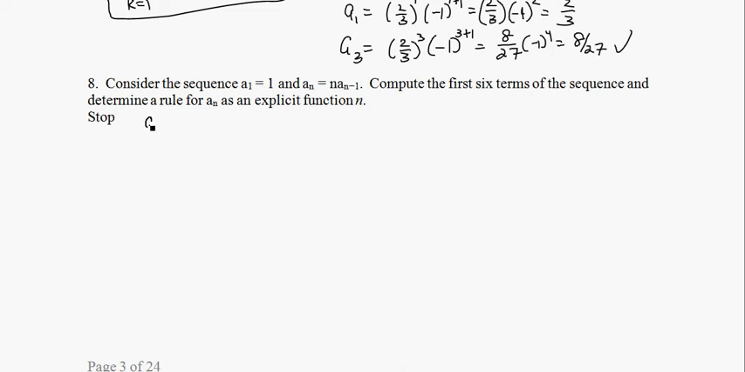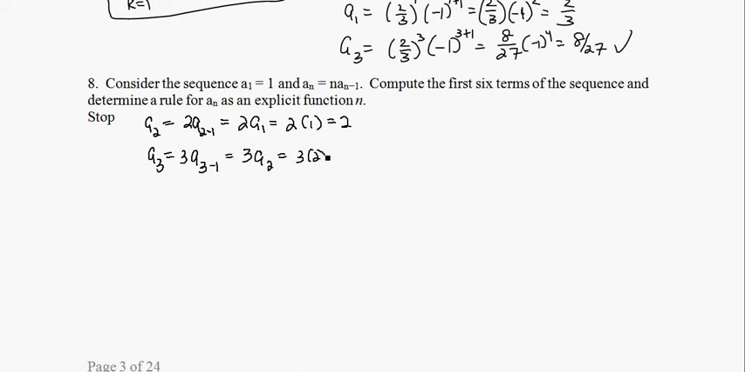So a sub 1 is 1. A sub 2, according to my definition, is 2 times a sub 2 minus 1, which is 2 times a sub 1, which is 2 times 1, which is 2. A sub 3 is 3 times a sub 3 minus 1, which is 3 times a sub 2, which is 3 times 2, which is equal to 6. A sub 4 is equal to 4 times a sub 4 minus 1, equals 4 times a sub 3, which is 4 times 6, which is 24.